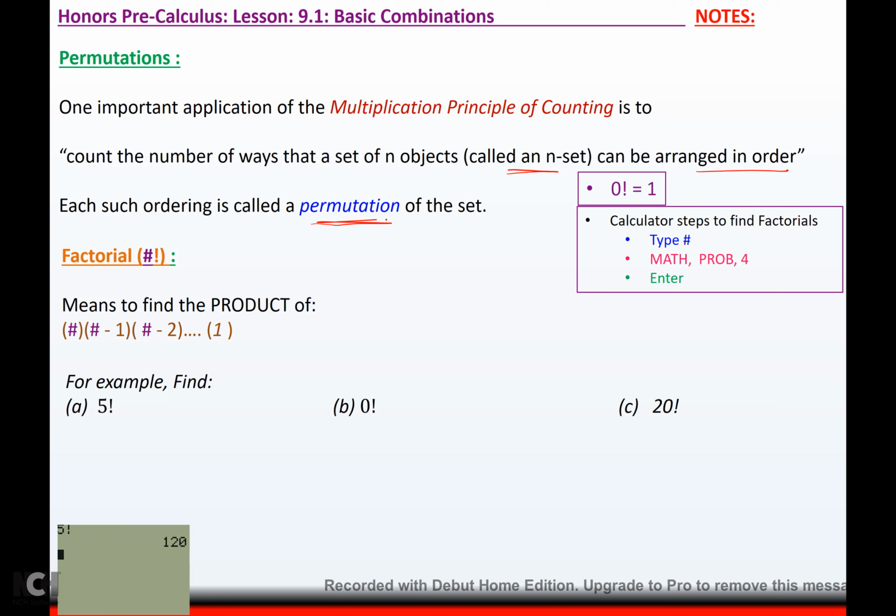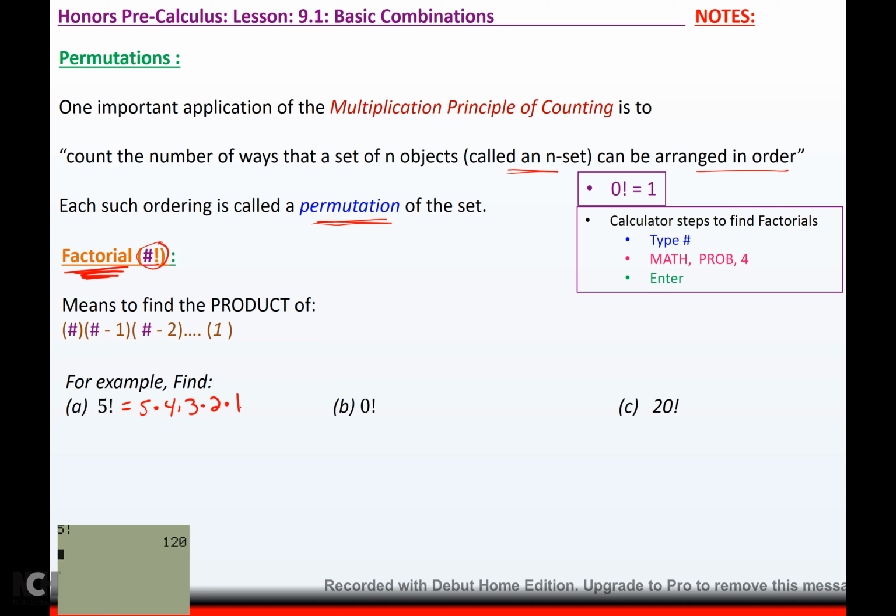Before we learn much more about permutations and the formula for that, we have to learn about what factorial means. Anytime you have a number with an exclamation mark next to it, that is in math called a factorial. It means to find the product of whatever that number is times the one less than that, times 2 less than that, all the way down until you get to 1. So for example, 5 factorial would equal 5 times 4 times 3 times 2 times 1.